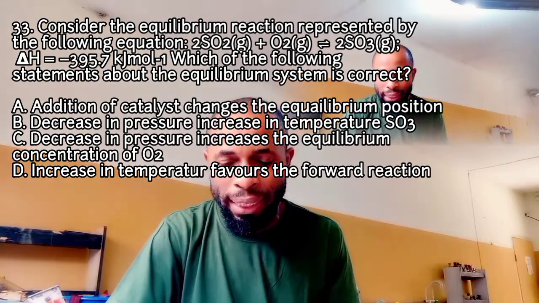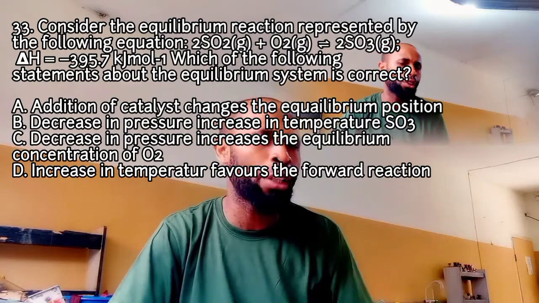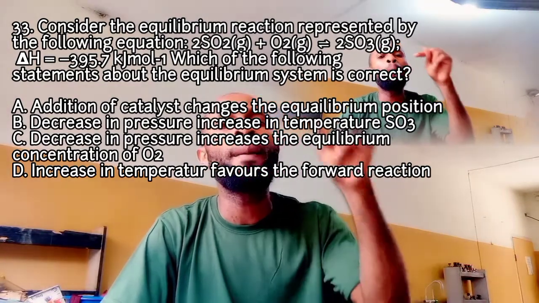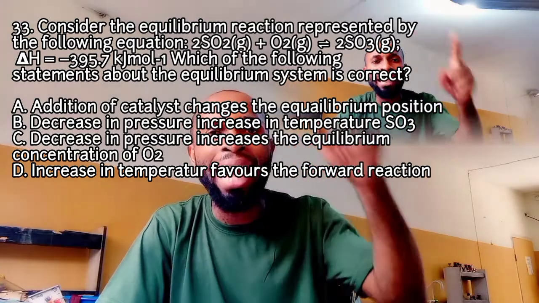Decrease in pressure increases the yield of SO3. If you decrease the pressure, it is going to favor the part of the reaction that has the highest volume.